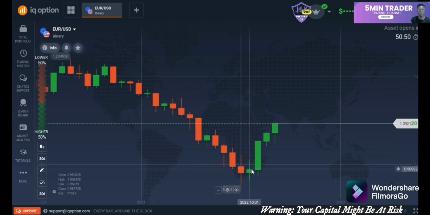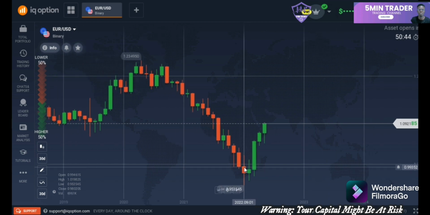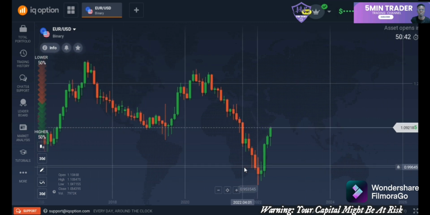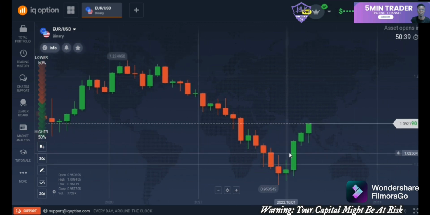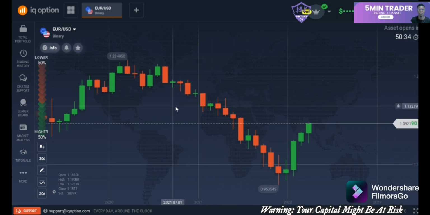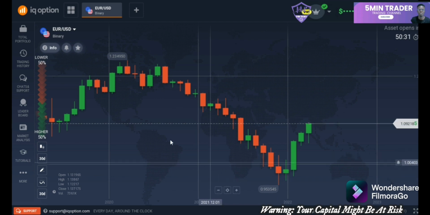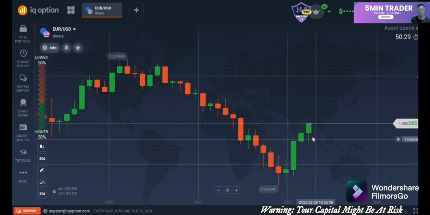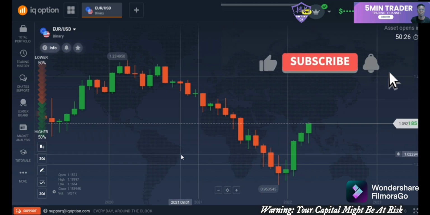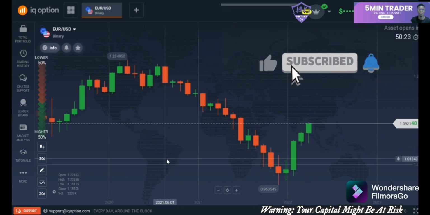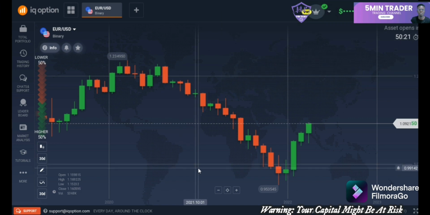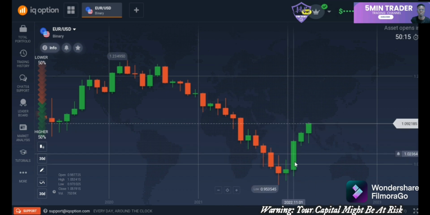All the candles here are 30 days, 30 days, 30 days, just like that. So you can see that from this candle to this candle is about 1 year. If you count it back, from here to this area is 1 year.